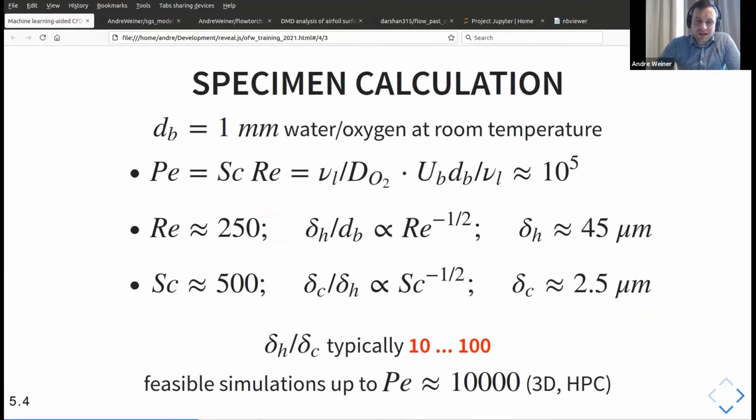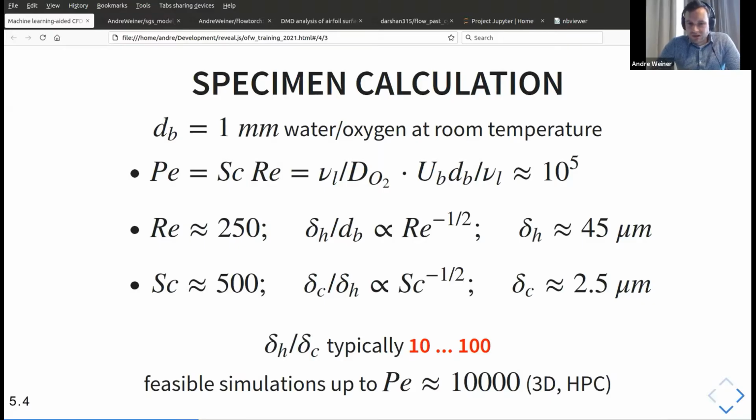To show you how hard this problem is to solve numerically, I have here a little specimen calculation. We are looking at a 1 millimeter bubble of oxygen rising in water at room temperature. The main parameter defining how hard the problem is, is the Péclet number, which is the product of the Schmidt and Reynolds numbers. The Schmidt number is the kinematic liquid viscosity over the molecular diffusivity of the dissolved oxygen. The Reynolds number is the bubble rise velocity times the bubble diameter over the liquid viscosity. For a typical application, we find it in the order of 10 to the 5.